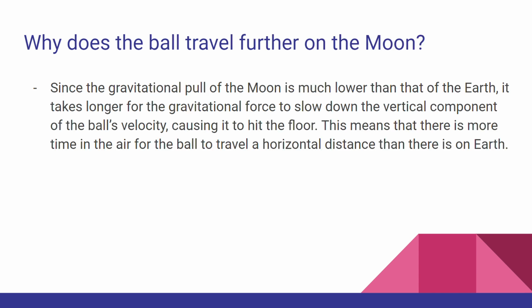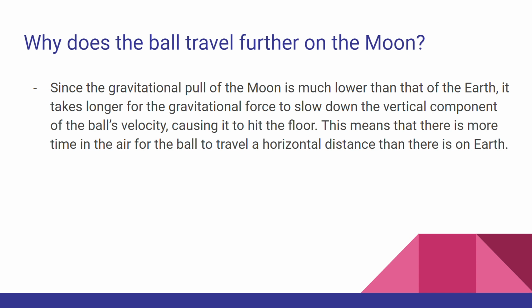So why does the ball travel further on the Moon? Since the gravitational pull of the Moon is much lower than that of the Earth, it takes longer for the gravitational force to slow down the vertical component of the ball's velocity, causing it to hit the floor. This means that there is more time in the air for the ball to travel a horizontal distance than there is on Earth.